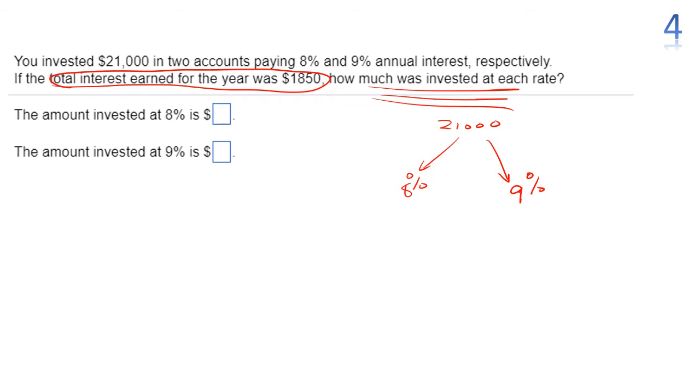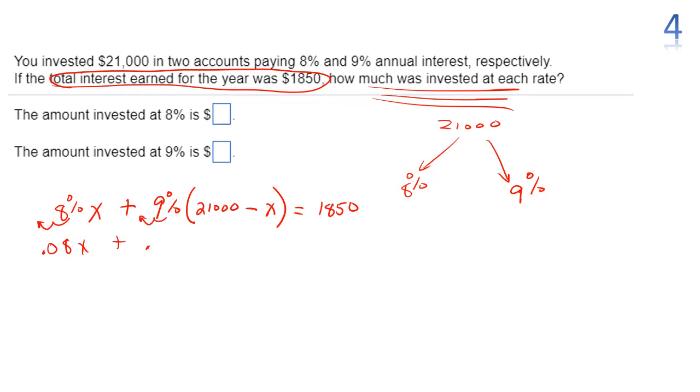What we'll see is we have rate number 1, which is 8%, times x, which would be our first amount, plus rate number 2, which is 9%, times the total money, $21,000, minus x. That's the amount you put in the 8% account. And that's going to equal the interest earned. Now let's go ahead and solve. Change these percents to decimals, and your equation will look like this, having the decimal representations.